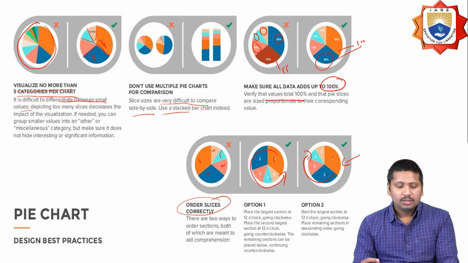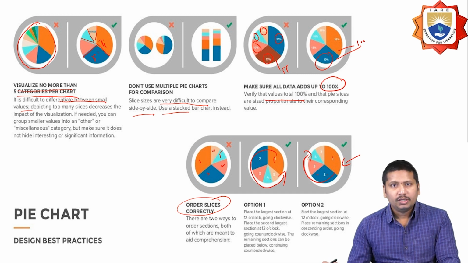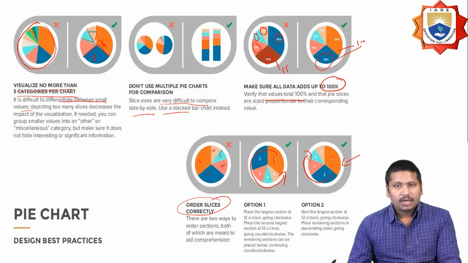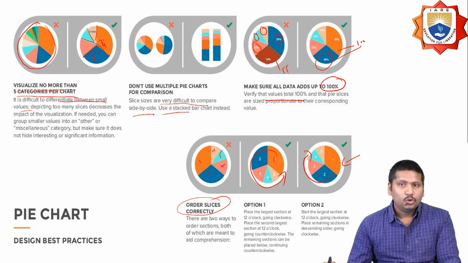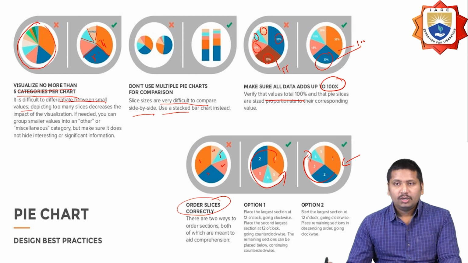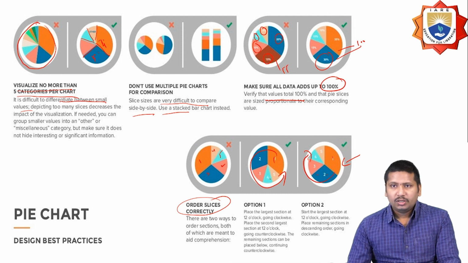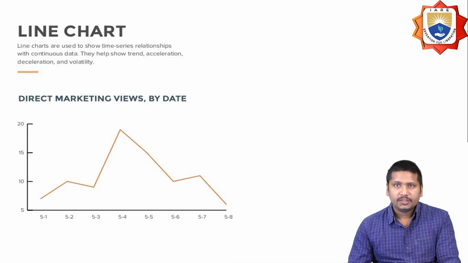So for a pie chart, all the time you have to follow the design practices as well. That means visualize no more than 5 categorical elements, don't use multiple pie charts for comparison, make sure that all the data adds up to 100%, and order the slices correctly, following a clockwise or anti-clockwise direction.